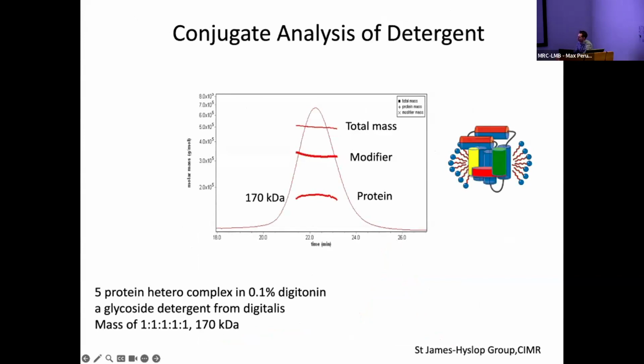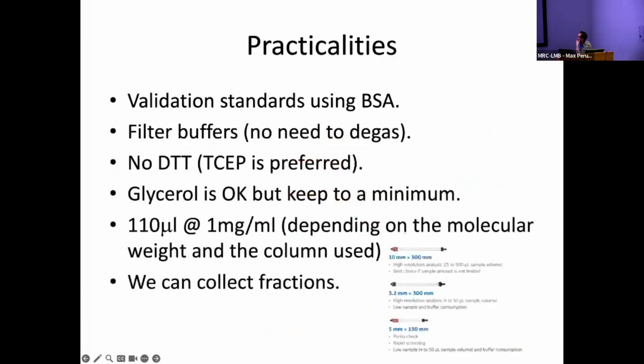Okay, so some quick practicalities surrounding this technique. We always validate with BSA before we use it to make sure that everything's working properly. If you're using it, you need a litre of buffer and you need to filter it. You don't need to degas it. Don't use DTT if you don't have to. Keep glycerol to a minimum. The amount of sample we need, we usually ask for 110 microliters at a mg per ml, and that's good for any standard protein.